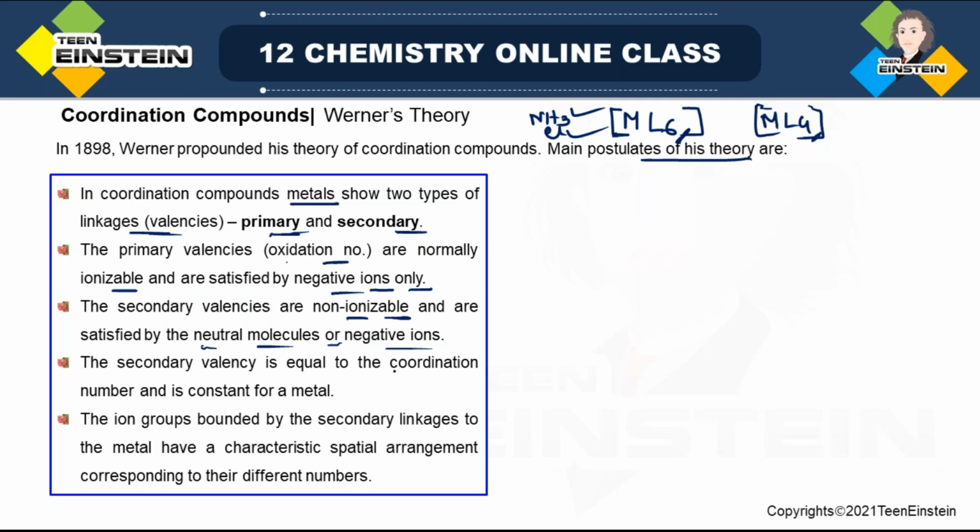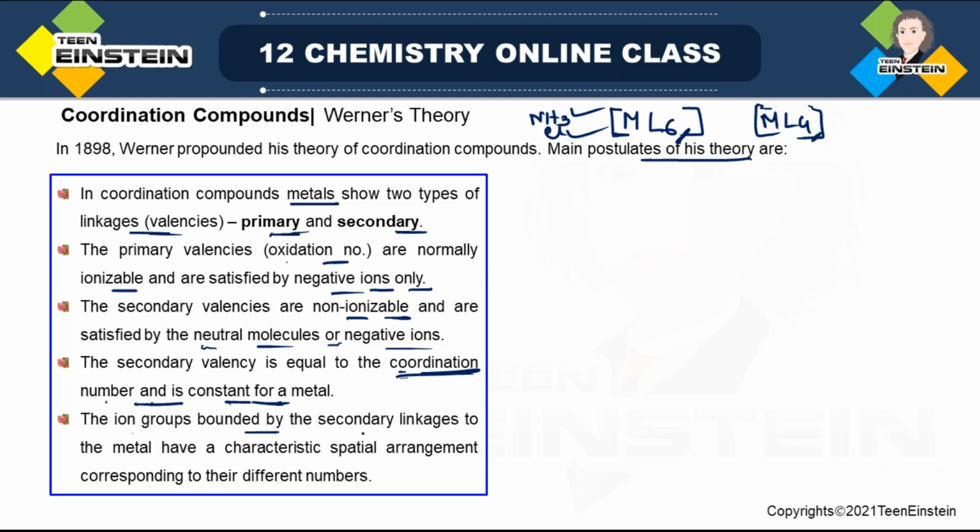So secondary valency is equal to the coordination number, and it is fixed for a metal. Okay, that is, for a specific metal, the coordination number is always fixed. So remember, primary valency is all about the oxidation number, that is the oxidation state, and secondary valency is nothing but the coordination number. Sometimes what happens is that a coordination compound will be given, and it can be asked to find out its secondary valency and primary valency. Okay.